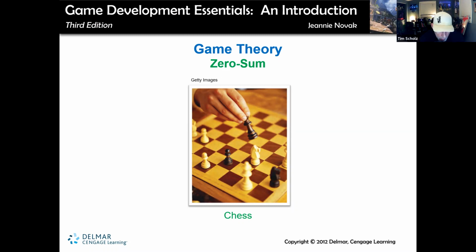It's a game where it's impossible for both players to get what they want. There is going to be a clear definitive winner and a clear definitive loser when you get through. And the concept with zero sum games only involves competitive balance. There are no other concepts with it.